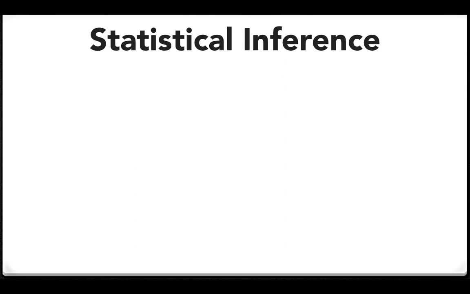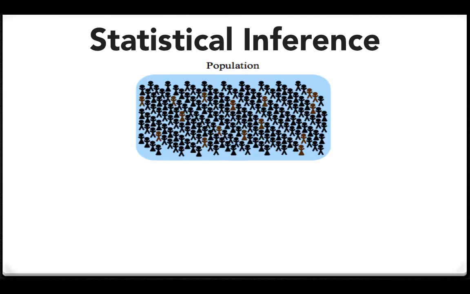Statistical inference is what we're going to focus on in lessons 4 through 12. The purpose of statistical inference is to take information from a sample to make an inference about a population. In this picture, we have a population. This is all of the individuals in the group that we're interested in learning more about. Oftentimes, the population is large and we don't have the time or resources to collect data from everyone, or it may just be impossible to reach everyone.